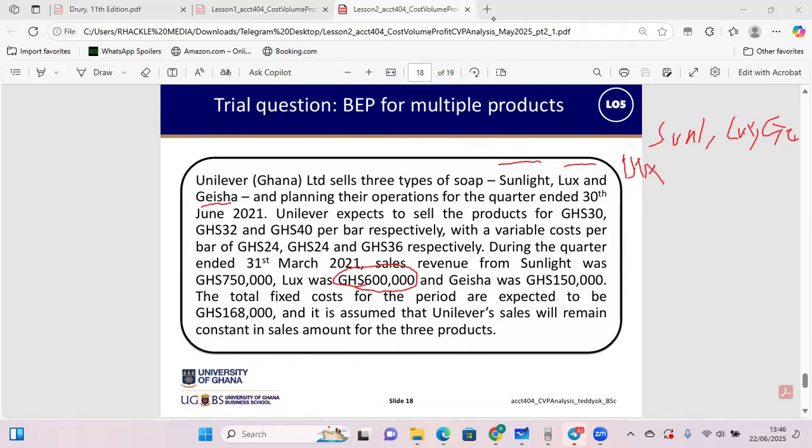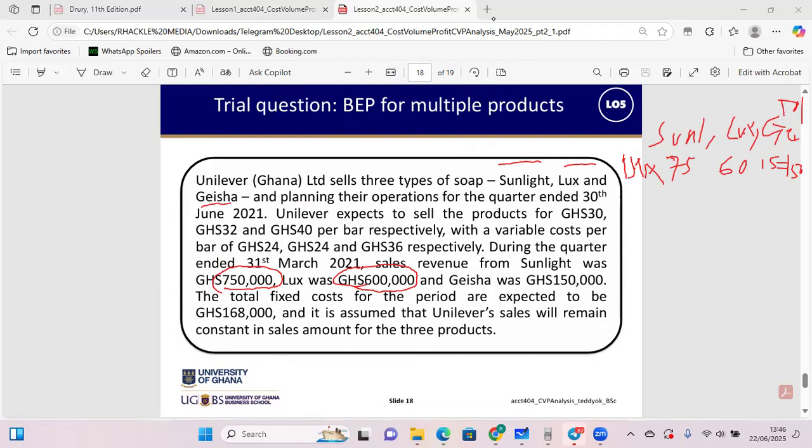Sales mix, just use the sales values here. So I'm just going to pick 75 and cancel the rest of the 0s, 60 and cancel the rest of the 0s, and then 15 and cancel the rest of the 0s. So this is going to give us a total sales mix of 150. If you are apportioning it, you take 75 over 150, then multiply it by the respective value. Right now, let's do contribution.